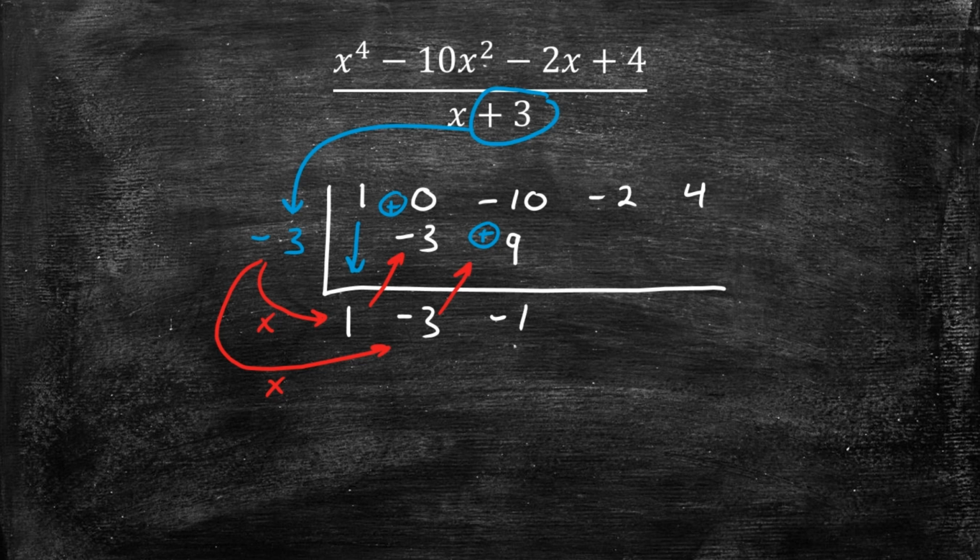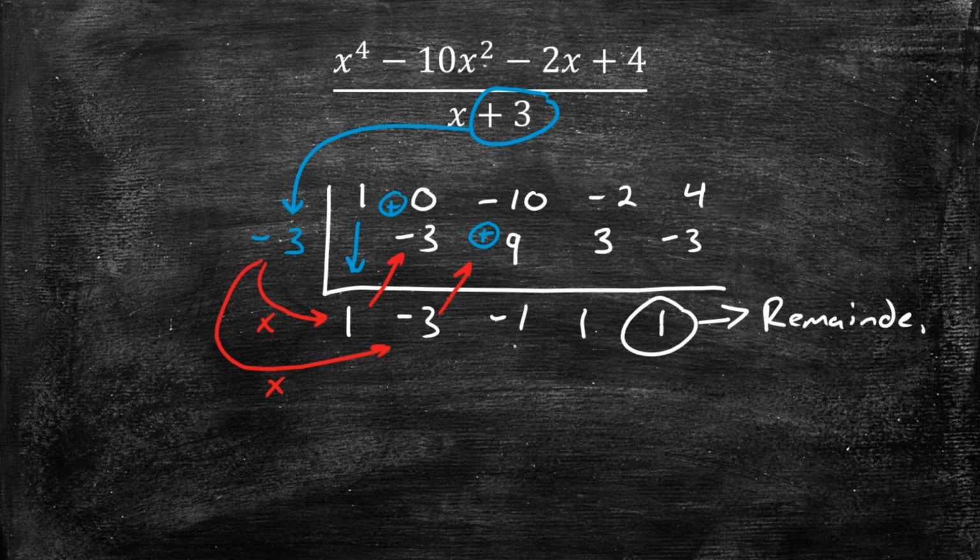And now it's the same process. Negative 3 times negative 1 is positive 3. You put that up here. Negative 2 plus 3 is positive 1. Do the same thing. Negative 3 times 1 is negative 3. Put it down here, and you get a 1. Now, this 1 here is our remainder.